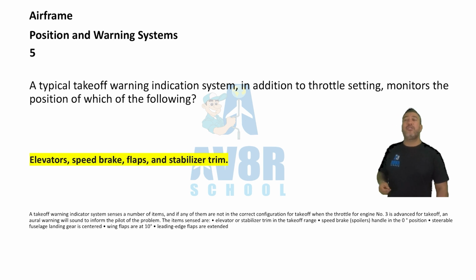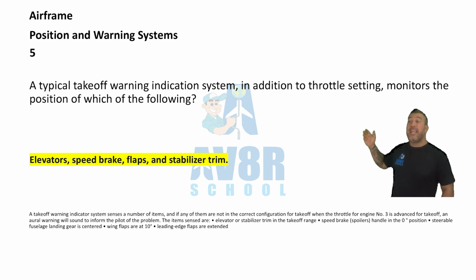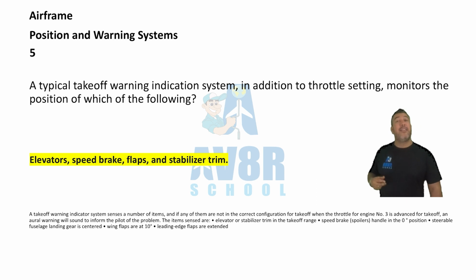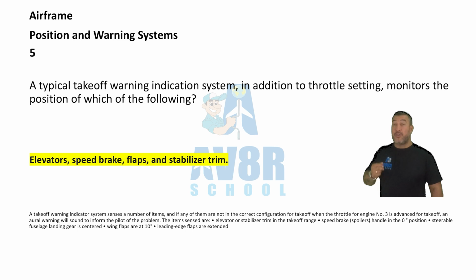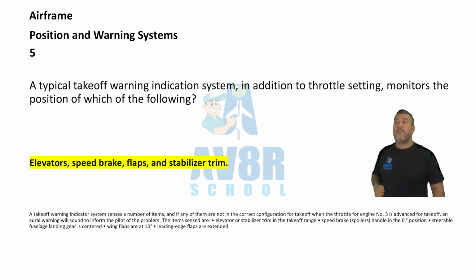So a typical takeoff warning indication system, in addition to throttle settings, monitors the positions of the elevators, the speed brakes, the flaps, and the stabilizer trim. So it monitors all your flight controls. Elevator, speed brakes, flaps, stabilizer trim. All right.